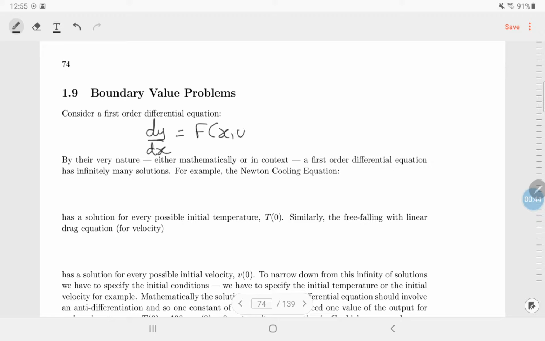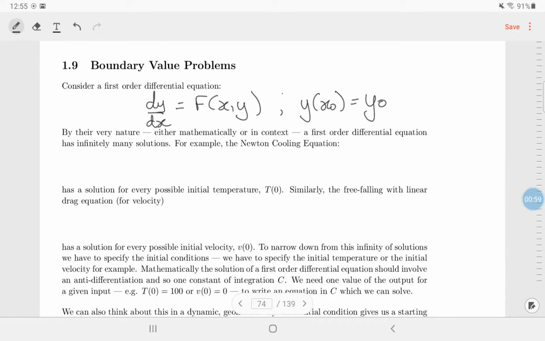So you have the derivative given in terms of x and y and an initial value of the y variable at some particular point. So by their very nature, either mathematically or in context, a first order differential equation has infinitely many solutions. So for example, consider Newton cooling. Now here k is some unspecified constant and T0 or Tr is a reservoir temperature.